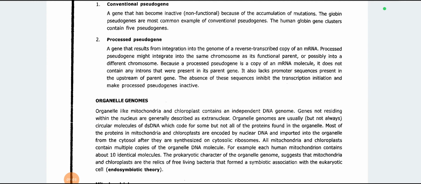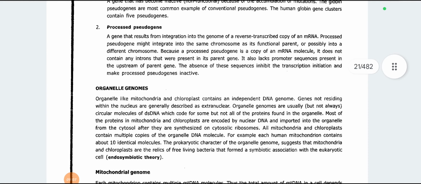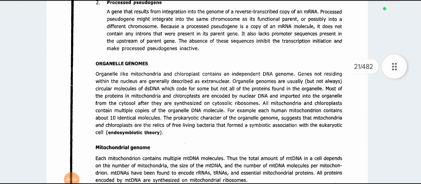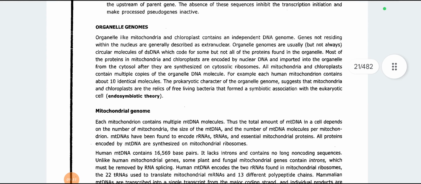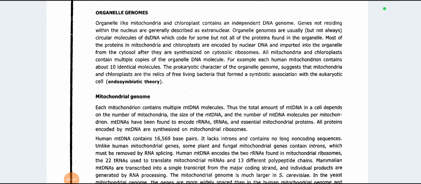Because a processed pseudogene is a copy of an mRNA molecule, it does not contain any introns because it is reverse transcribed, and it also lacks promoter sequences present upstream of the parent gene. The absence of these sequences inhibits transcription initiation and makes the pseudogenes inactive. So promoter is not there, introns are also not there, so they cannot initiate transcription on their own, and they are inactive. So one is conventional, one is processed.